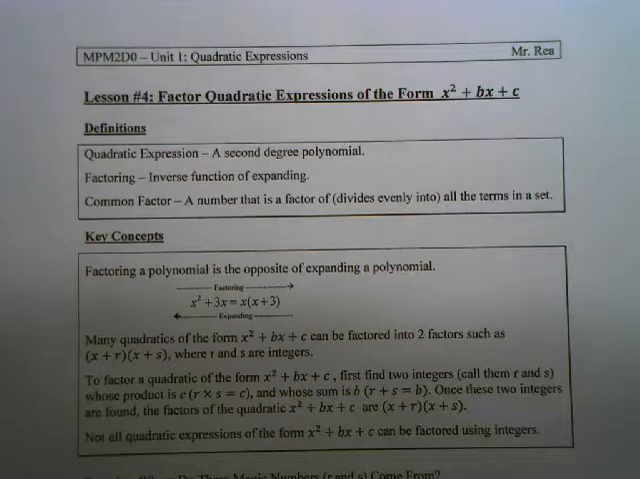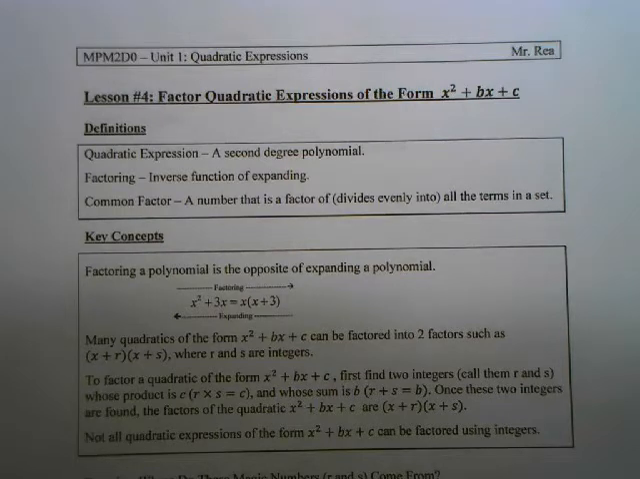Remember, common factoring, you're basically dividing out something that's common to all the terms that you're trying to factor. And common factoring is something you should try all the time. It may work, it may not work, but it's always the first level of factoring that should be attempted.